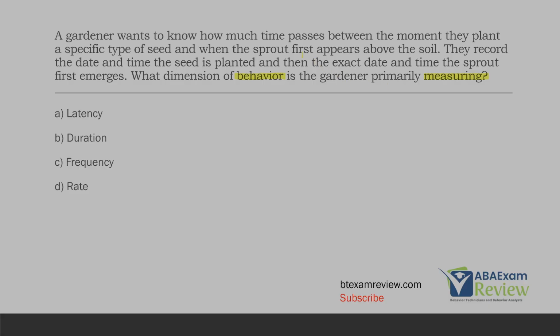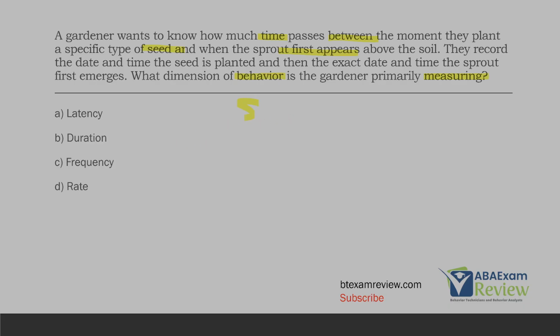So if the gardener wants to know how much time, first off, we know it's a time-based measurement, so we're going to eliminate something like frequency, which is a count. How much time passes between the moment they plant a seed and when the sprout first appears. Now, what type of measurement are we using when we measure time between? Well, we're either using latency or interresponse time.